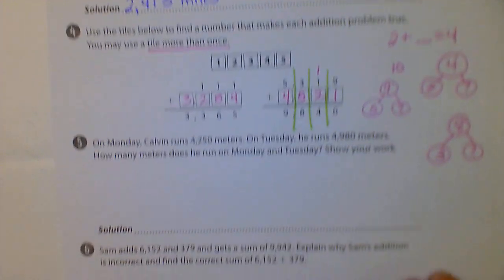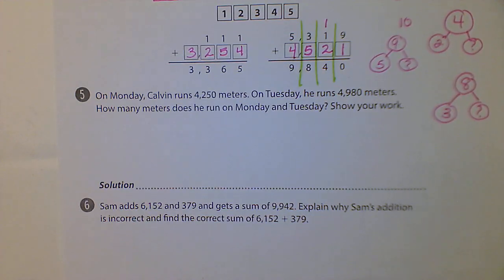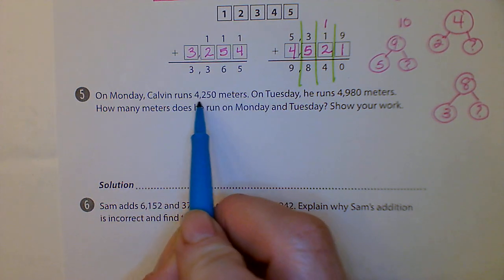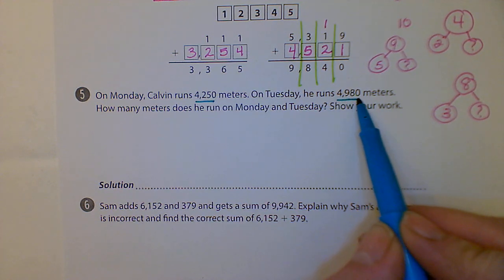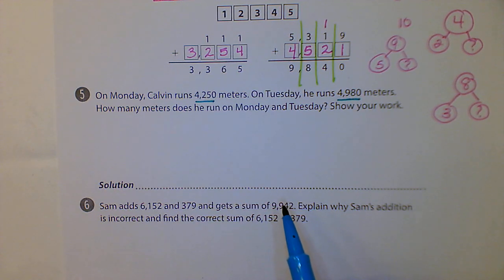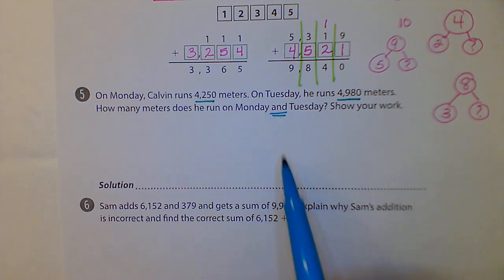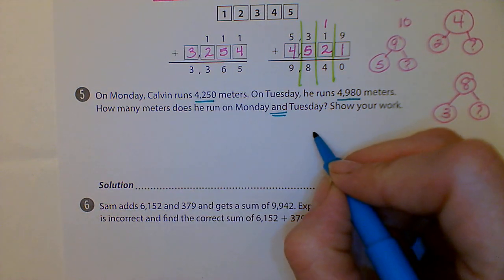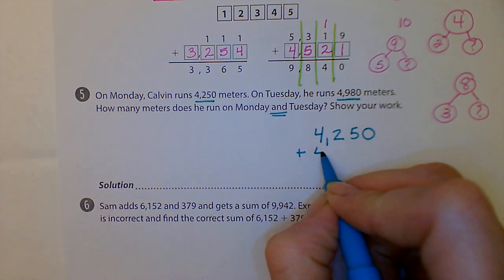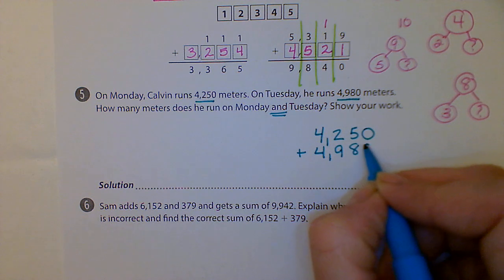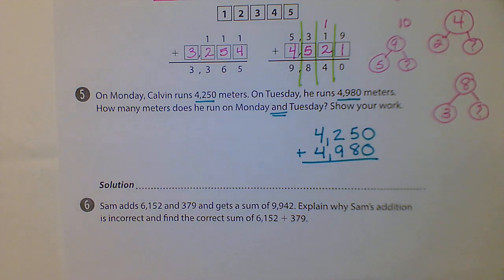All right, let's take a look at the next problem. So for this one, it says, on Monday, Calvin runs 4,250 meters. On Tuesday, he runs 4,980 meters. How many meters does he run on Monday and Tuesday? So we have to put those together again. So let me go ahead and stack them for us. So we have 4,250 plus 4,980. So let me draw those lines in, because I like the way that they help us out.